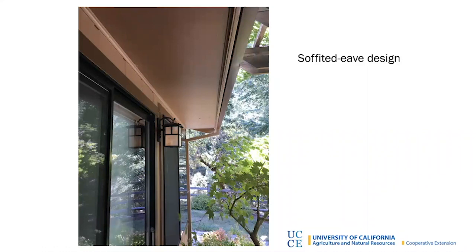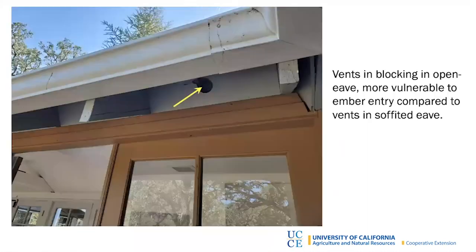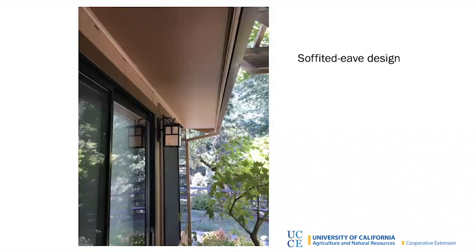And so one thing that we do recommend is, if you have this open eave kind of design and your pocketbook can handle it, changing and closing it or blocking it in by creating a soffitted eave design. It is a good change that will help your home better resist wildland fire exposures.